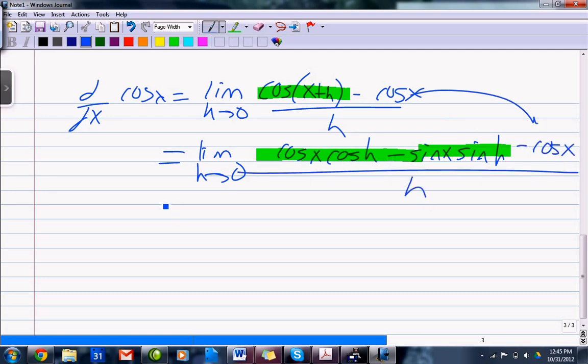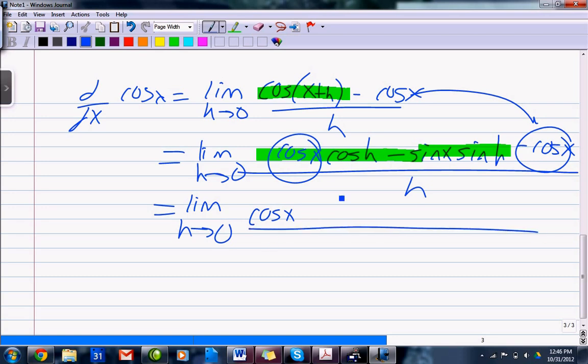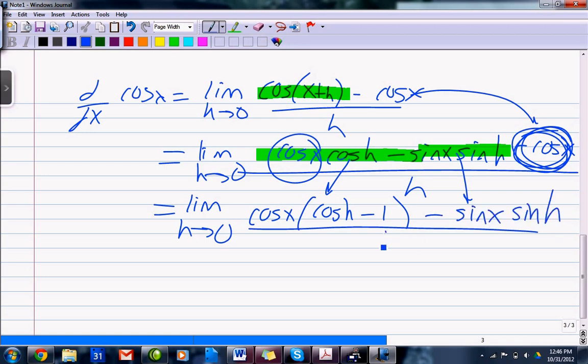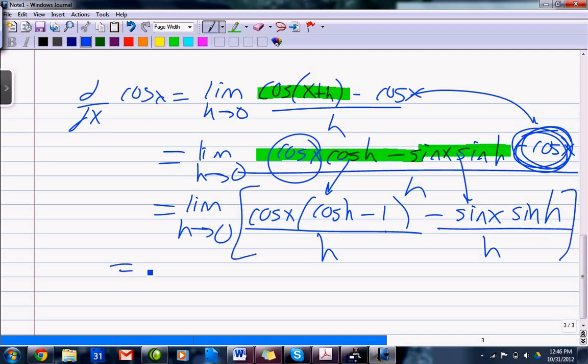all over h. And just like I did with the sine function, I'm going to factor out cosine x, which is part of 2 out of the 3 terms up top. What I'm left with when I factor out is cosine of h minus 1, and then I bring that other term down. Everything's over h, so I can split it up into the difference of the 2 ratios, both over h.